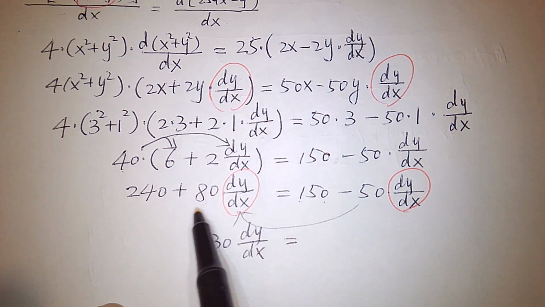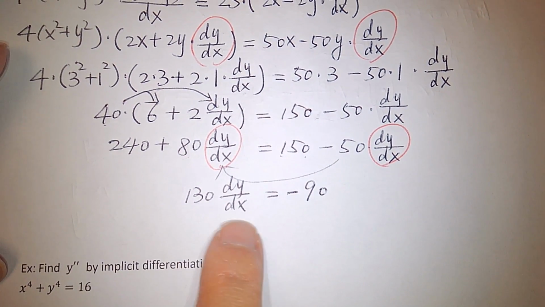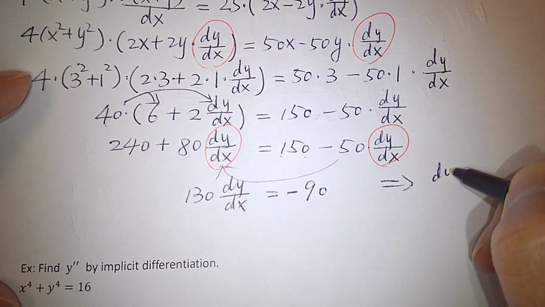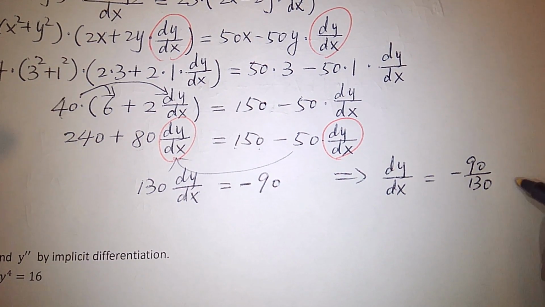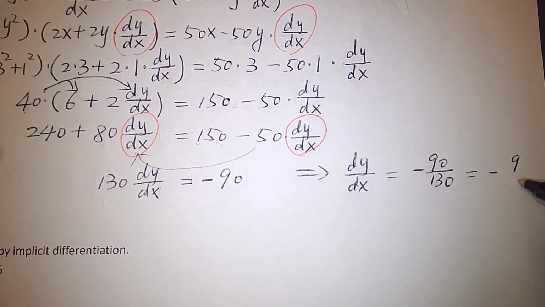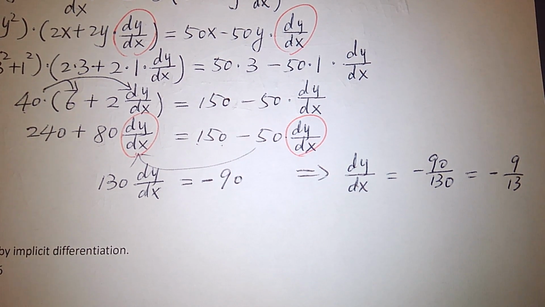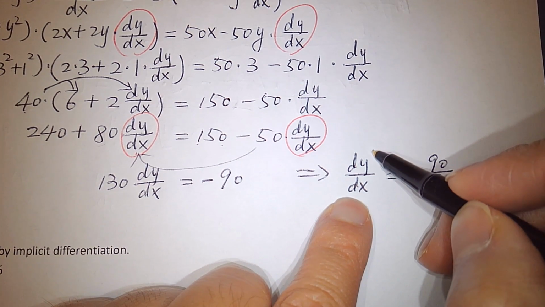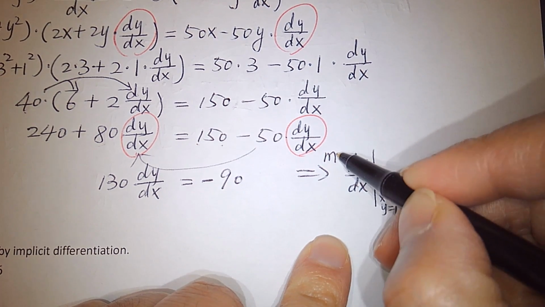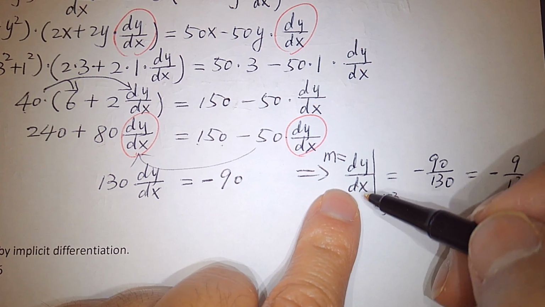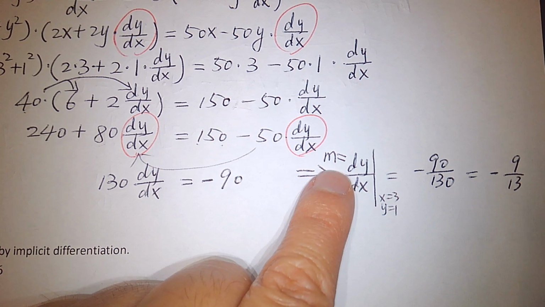150 minus 240 gives us what? Negative 90. So dy over dx should equal negative 90 over what? 130. It is negative 9 over 13. Whew. This is actually not just dy over dx. This is dy over dx when x equals 3, y equals 1. This is a slope. I would say this is not just dy over dx, because dy over dx is an expression of x and y. And then once we have the specific value, it is a slope, okay, m.